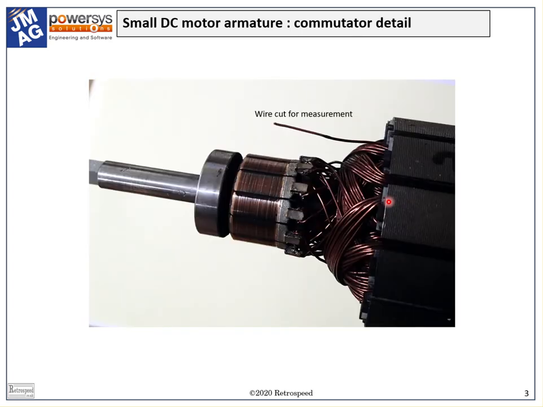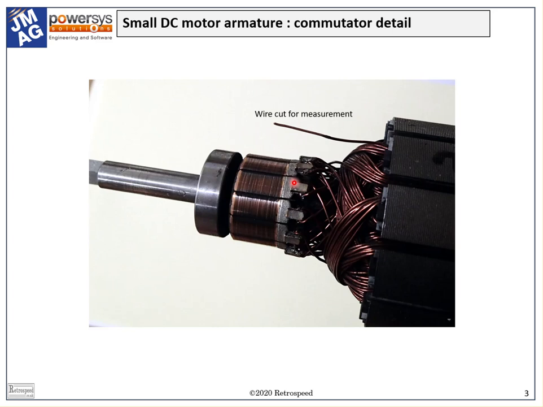The next picture shows another feature of the DC motor, the commutator. This is a small motor with a rotor diameter of about 80 millimeters. And in fact, this rotor could be from a DC permanent magnet motor or from a universal motor. We can see the connections between the enameled magnet wire and the commutator bars either by staking or soldering.